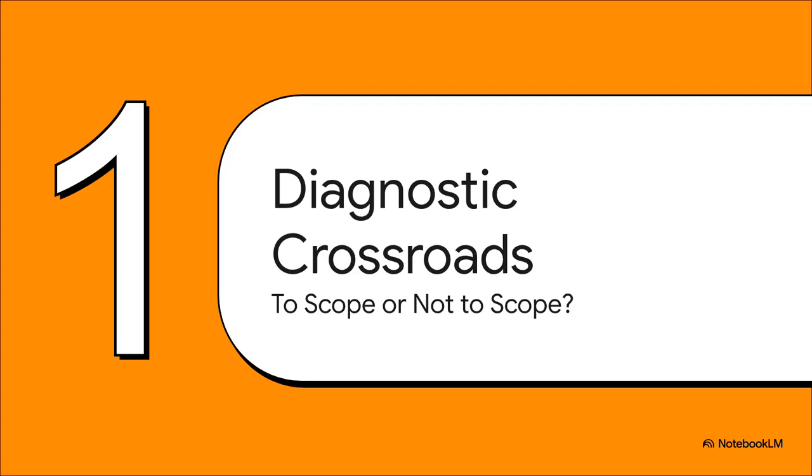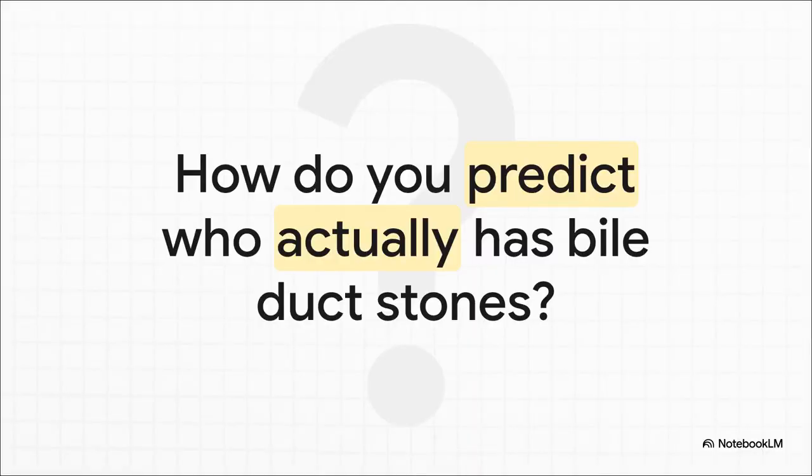Your patient comes in, you suspect a bile duct stone. What do you do next? This is one of the most important calls you'll make. It's all about choosing the right path for the right patient. How do you tell the difference between the patients who almost certainly have a stone, those who might have one, and those who probably don't? Because doing an invasive procedure like an ERCP on someone who doesn't even have a stone, that's not just a waste of time, it comes with real risks.